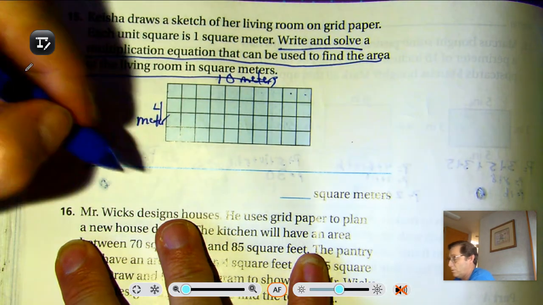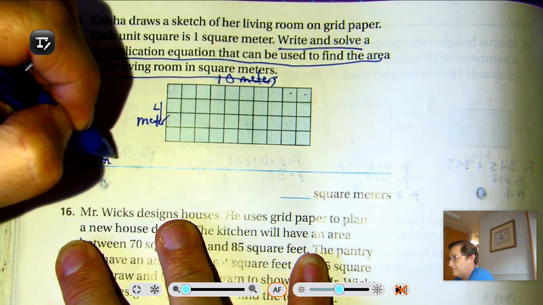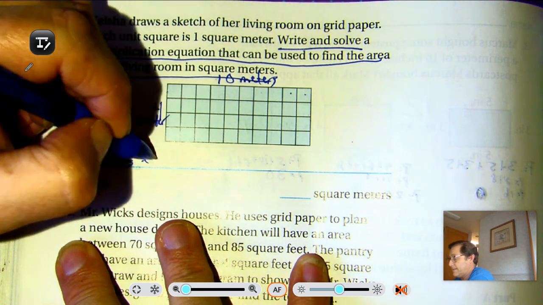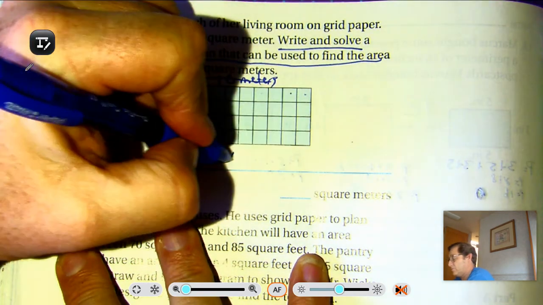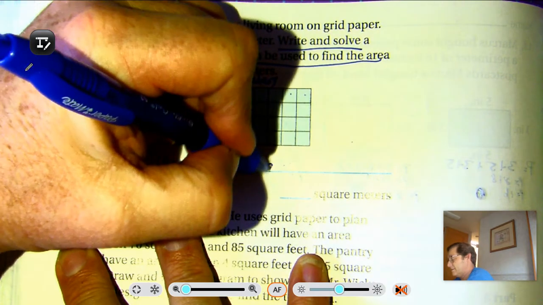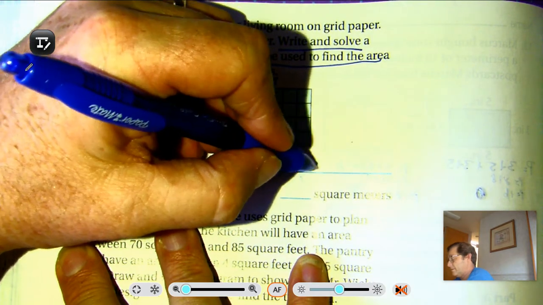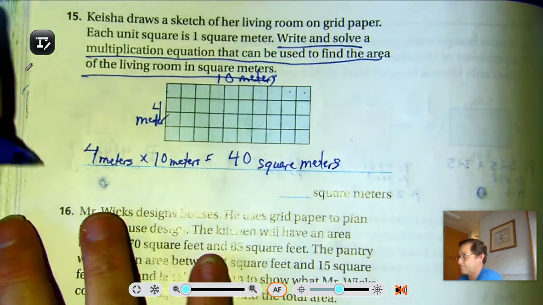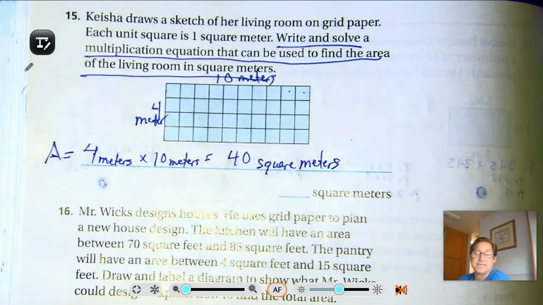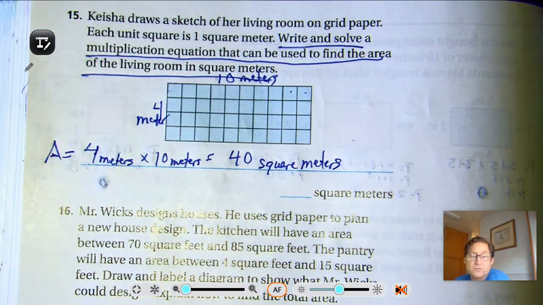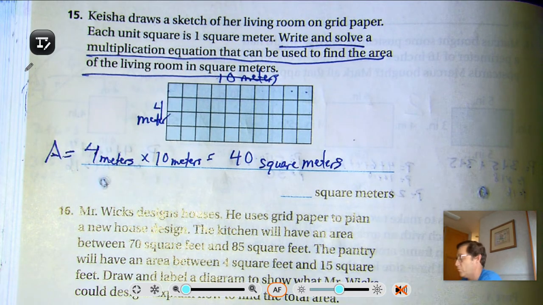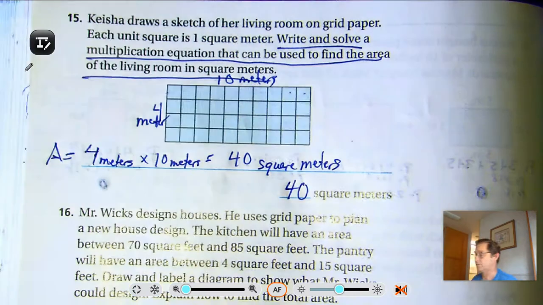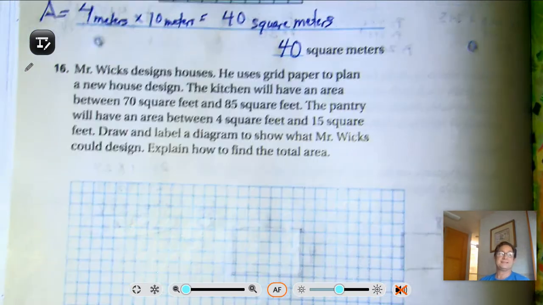So she has 4 meters times 10 meters equals 40 square meters. So A stands for area, equals 4 meters times 10 meters, and 4 times 10 equals 40. So 40 square meters.